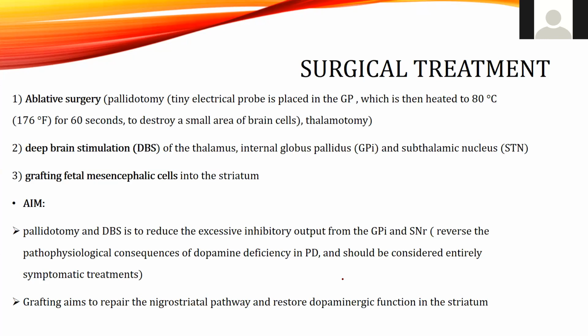The latest treatment being used to treat this kind of patient is the grafting of fetal mesencephalic cells into the striatum. The aim of pallidotomy and DBS is to reduce the excessive inhibitory output of the globus pallidus internal and the pars reticulata of the substantia nigra. It reverses the pathophysiological consequences of the dopamine deficiency in the pallidostriatum.